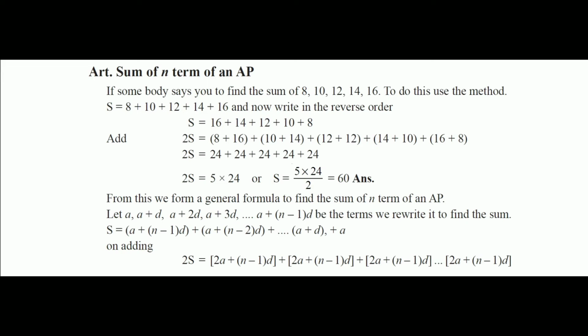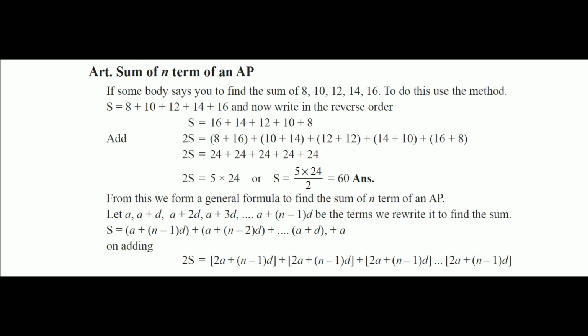From here, S will be 5 into 24 upon 2. 2 cancels 24 at the table of 12. 5 into 12 is 60. So friends, here the 5 terms were given and their sum S is 60.